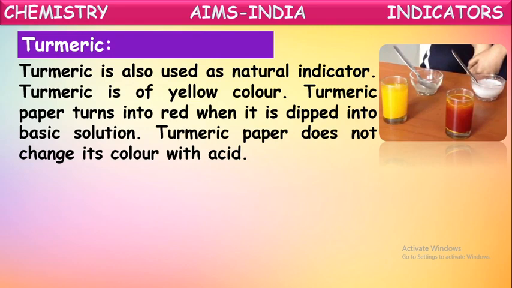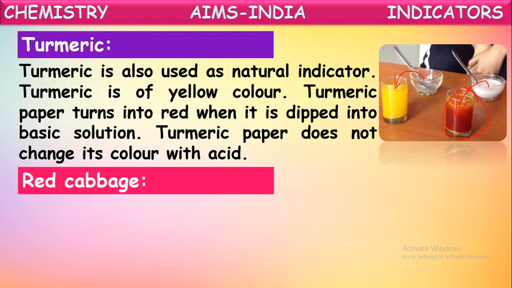See here, this turmeric water or turmeric solution is taken. To this they added a few drops of acid. It won't show any color change there. But when a small quantity of base is added to this turmeric solution, it turned red. In this way, turmeric can be used directly in powder form, in solution form, or by making it into paper. This can be used to detect bases. Turmeric turns red when dipped into bases, and it won't show any color change with acids.